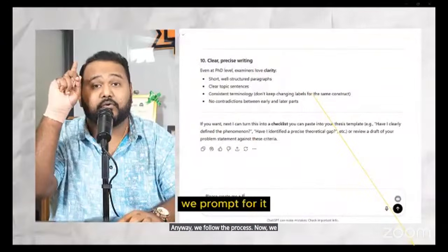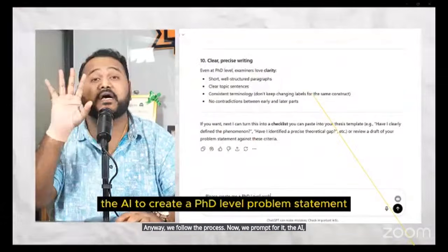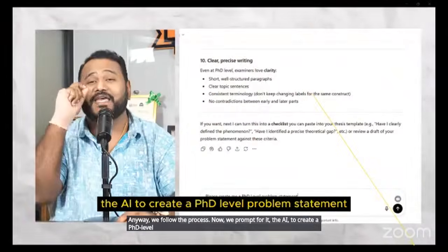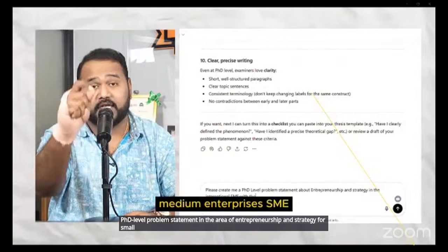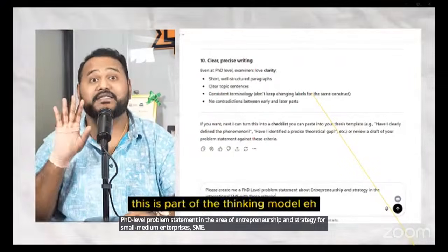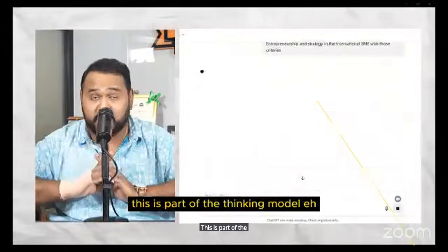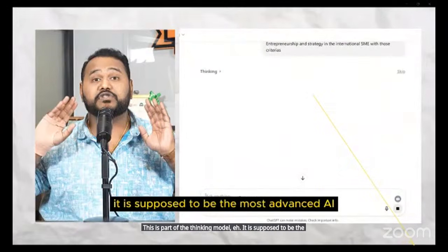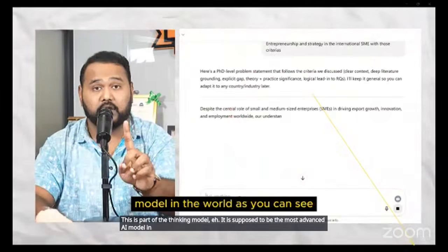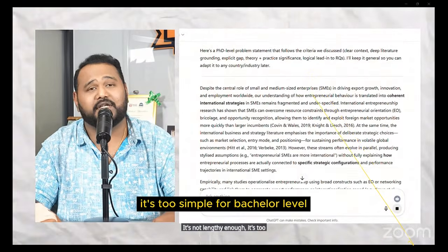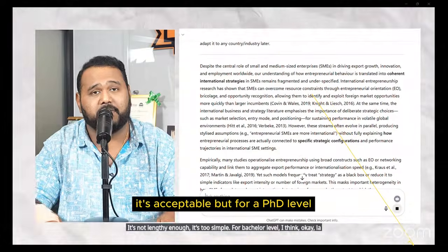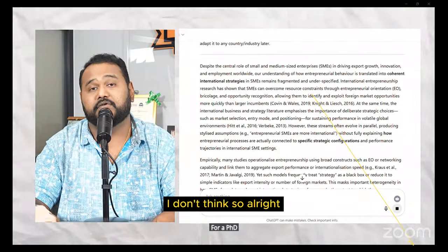Now, we prompt the AI to create a PhD level problem statement in the area of entrepreneurship and strategy for small, medium enterprises, SME. This is part of the thinking model. It is supposed to be the most advanced AI model in the world. As you can see, it's not lengthy enough. It's too simple. For bachelor level, I think okay lah. It's acceptable. But for a PhD level, I don't think so.